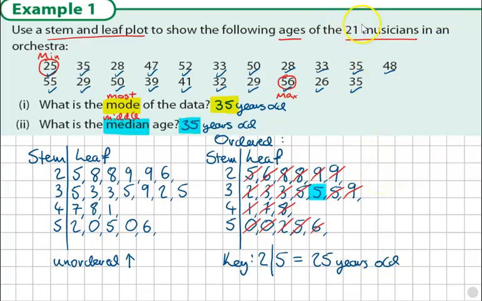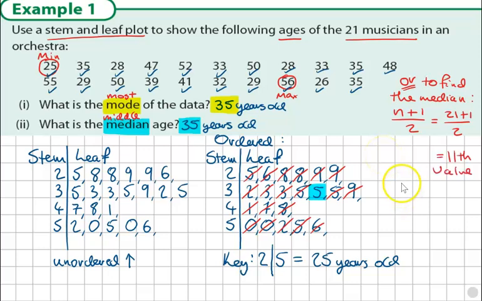So there was 21 musicians in total. So if we add on 1, so 21 plus 1 makes 22, and divide by 2. So 21 plus 1 divided by 2 is 22 divided by 2, which is 11. So the 11th value is the median. So starting here with the 5 and counting, 1, 2, 3, 4, 5, 6, 7, 8, 9, 10, 11. So that's another way we could have gotten the median. So that's probably the quickest. So whatever the total is, no matter what this number is, we add on 1 and divide by 2, and that will give us the median.